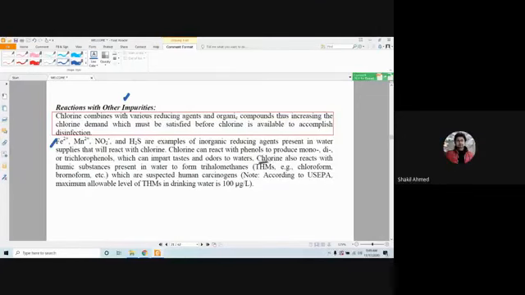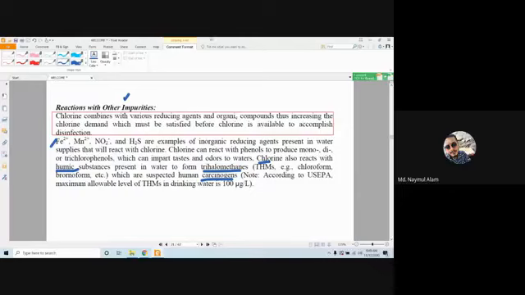Look, chlorine also reacts with humic substances, which is a kind of organic matter present in water, to form trihalomethane, which is a carcinogen. What is a carcinogen? A carcinogen means a compound which produces cancer.